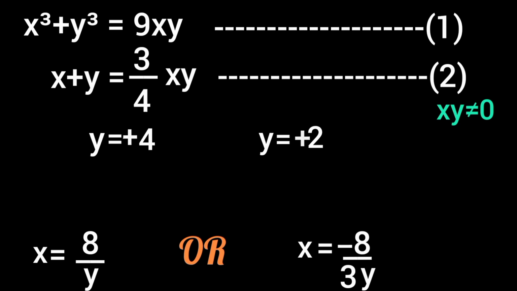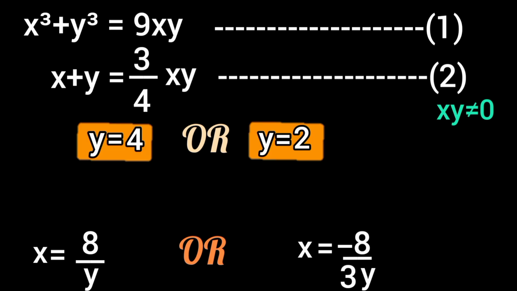To give that y is either equal to 4 or y is equal to 2. And to get the corresponding value of x for these two values of y, we just have to plug in each of the values of y into the equation for x.